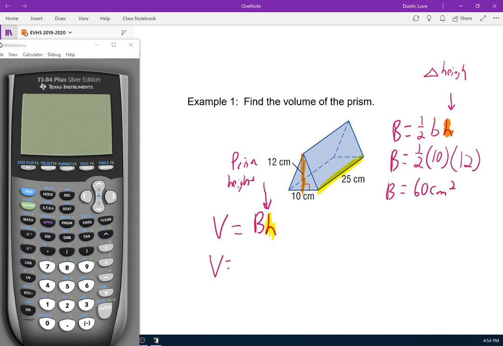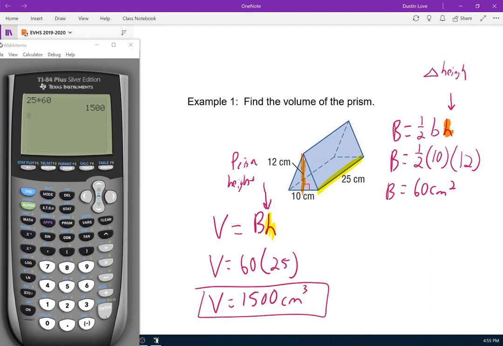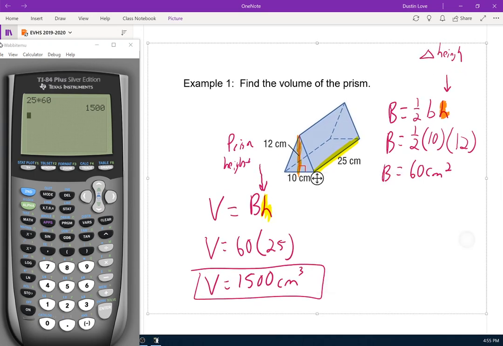Now we're going to plug that in. Capital B, area of the base was 60, times the height of the prism, which is 25. And now 25 times 60 is 1,500. And let's be careful with our units, centimeters cubed. So again, be careful with everything and make sure you're using the right variable in the right context.